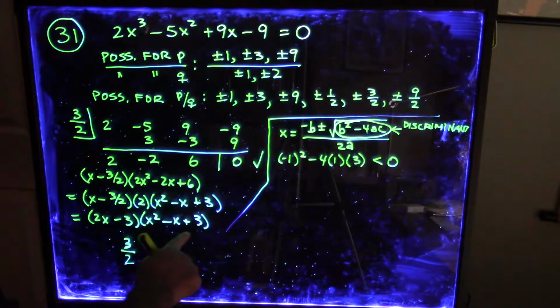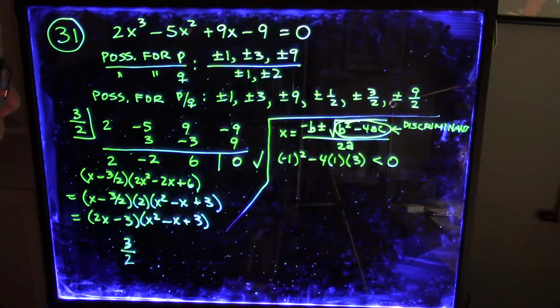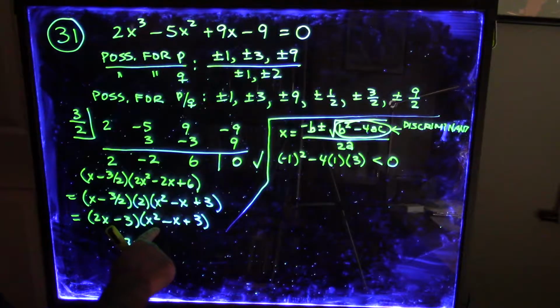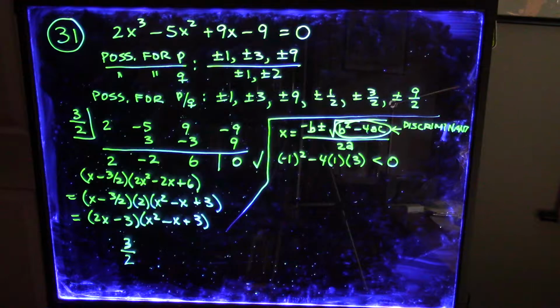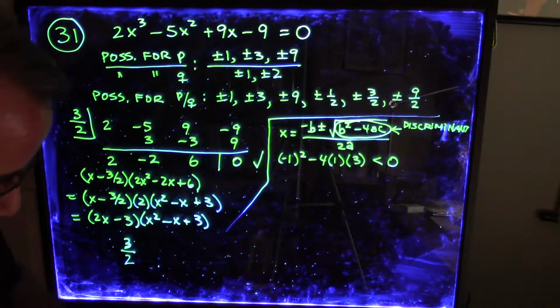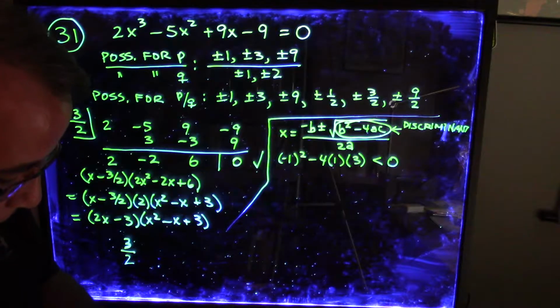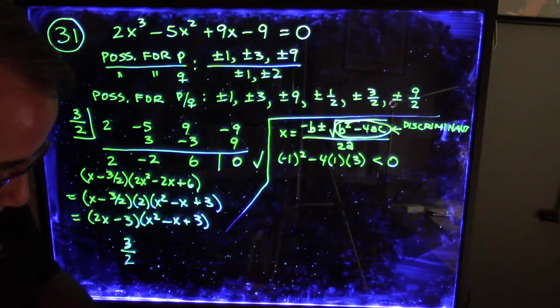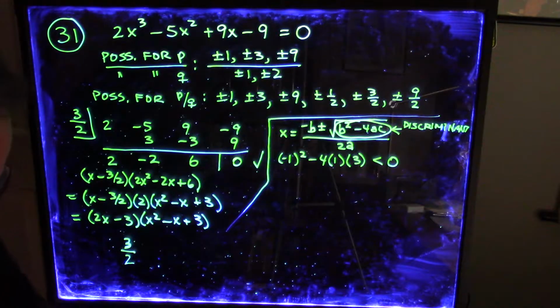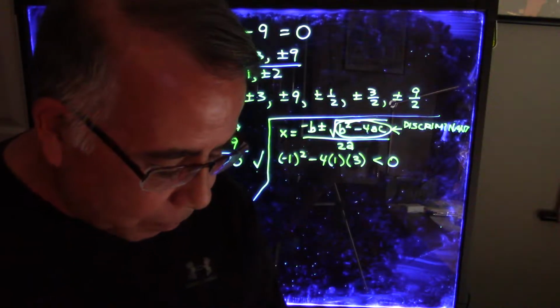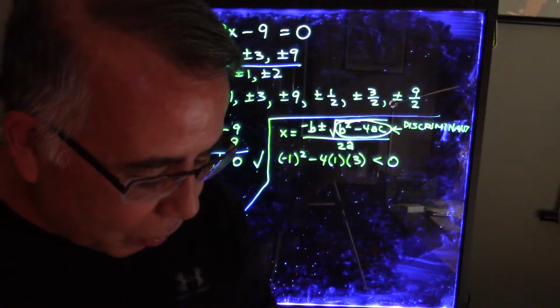If you can't factor this thing, use a discriminant and check to see if you have real or non-real roots for this quadratic. So that's the only real 0, 3/2. By the way, if you're curious, the other 2 roots are 1/2 plus or minus square root of 11 over 2i.